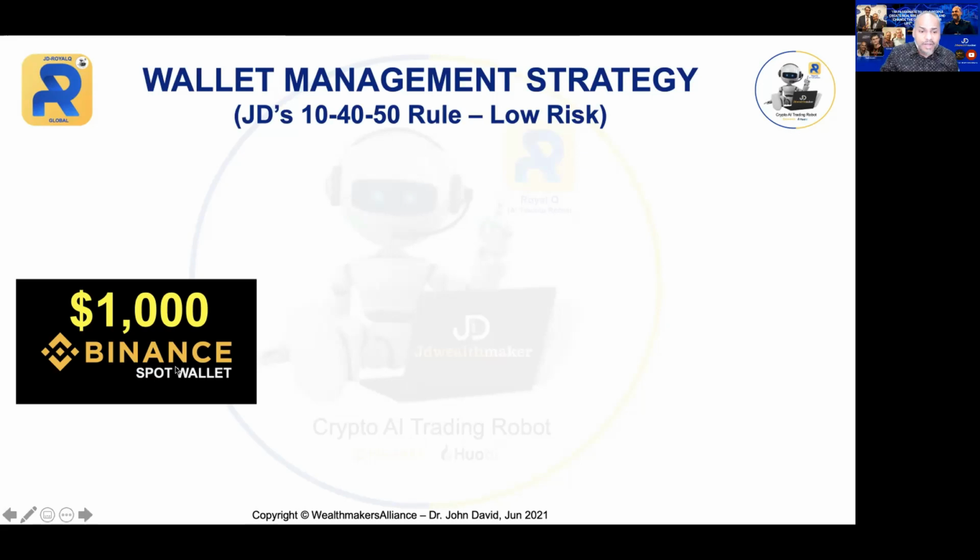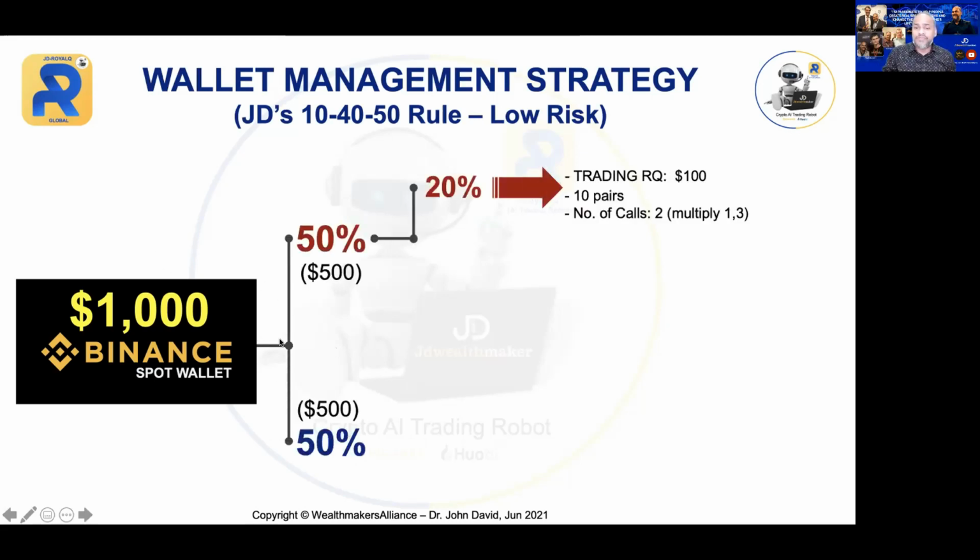From that $1,000, I'm going to allocate 50-50. Now, the first 50%, which is $500, from that $500, 20% will be allocated for the trading. So 20% of $500 will be $100. Now, if each pair is $10, how many pairs can I open? 10 pairs, or 10 different currencies.